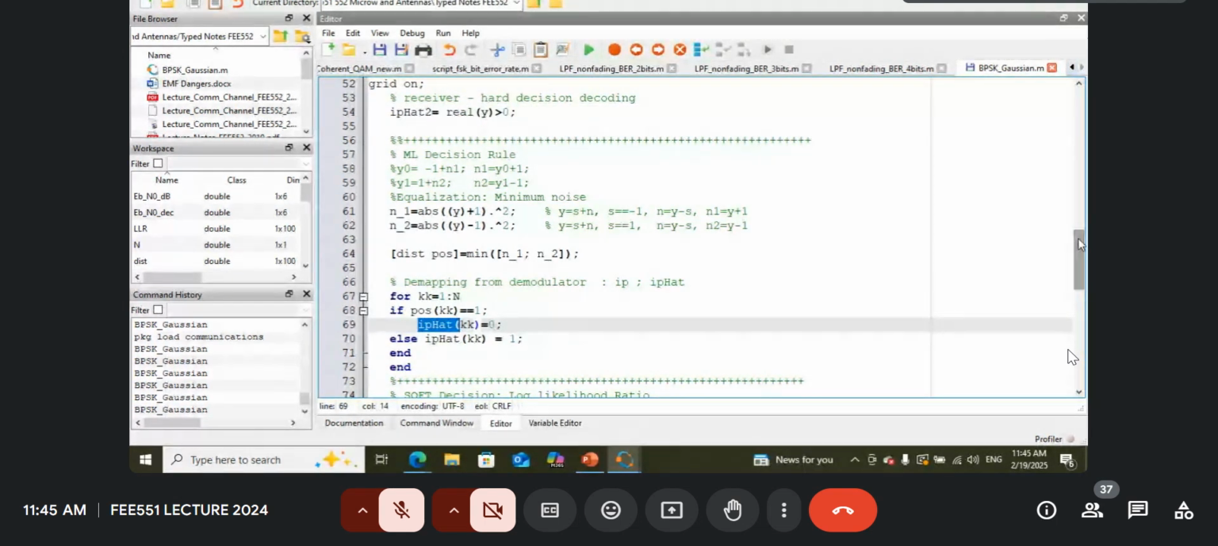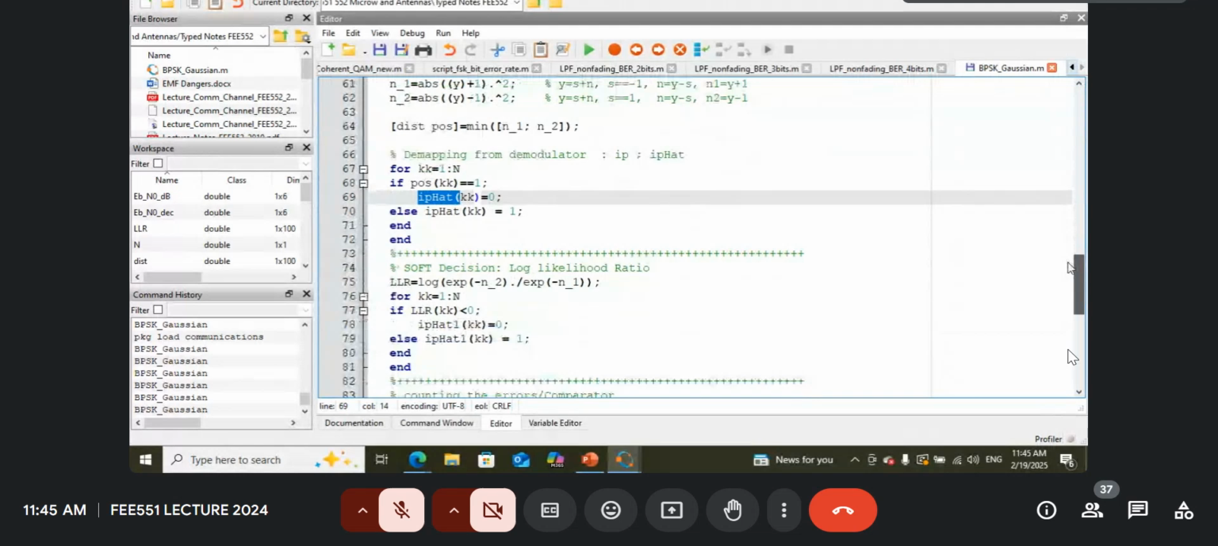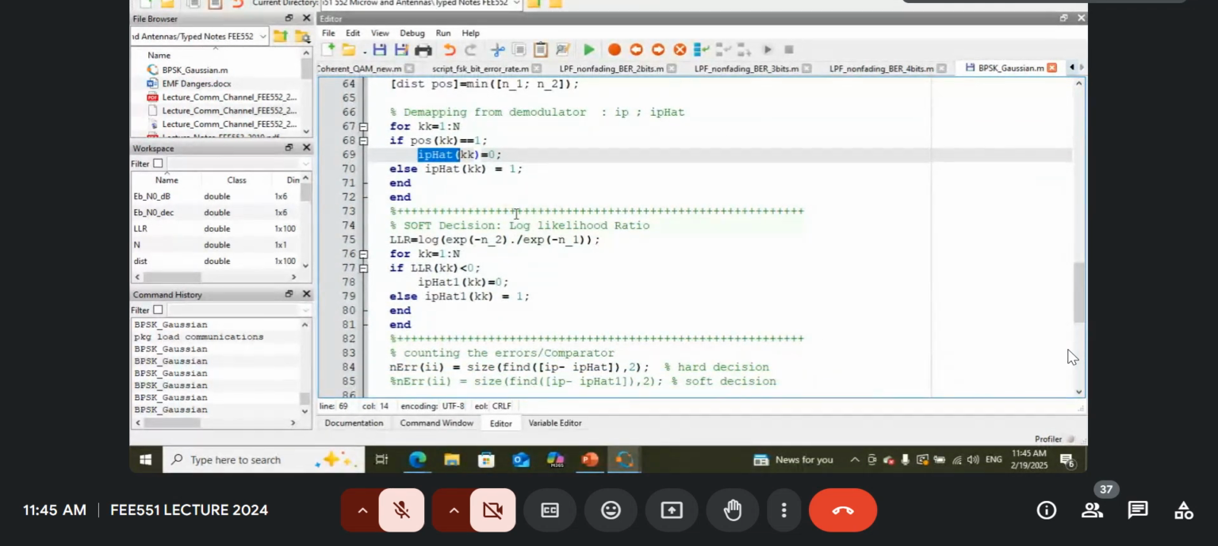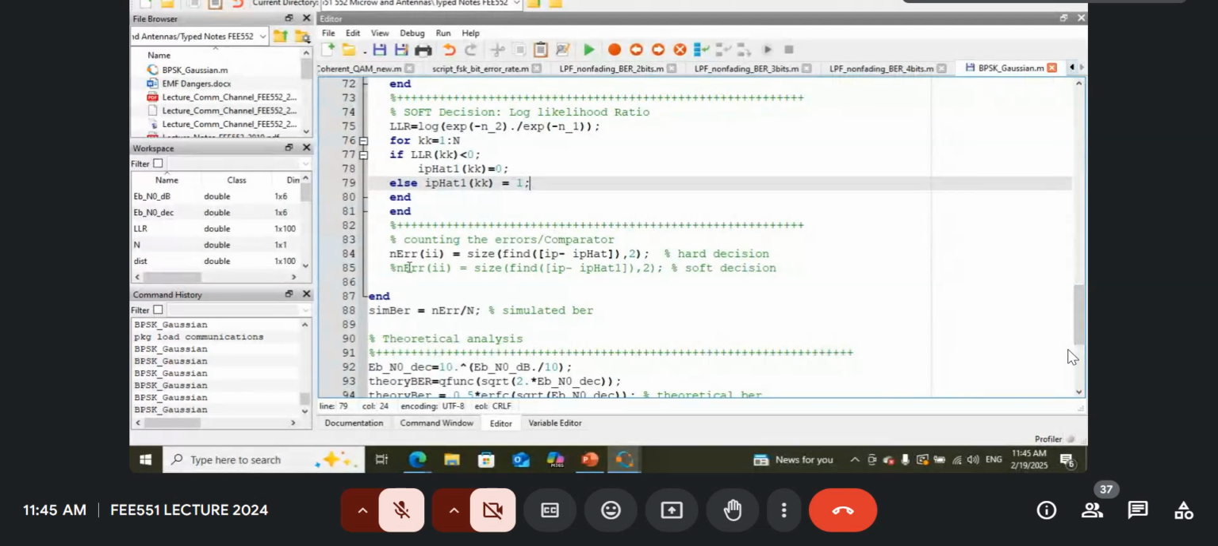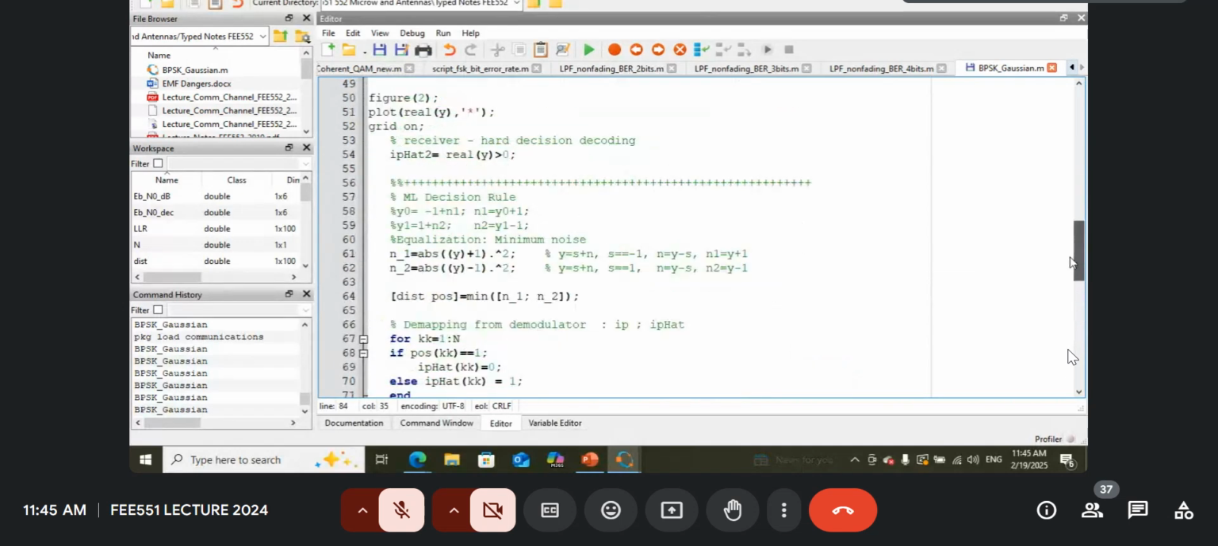So it means these are 3 decoders. You can only use one at a time according to this program. So whichever you choose, the values will be computed. IP hat 1 is for the log likelihood ratio, the soft decision decoding. So what you're going to do, you are going to check what distance is the shortest. You compare the input, which is IP zeros and ones, with the IP hat, the values that we have gotten from the decoder.